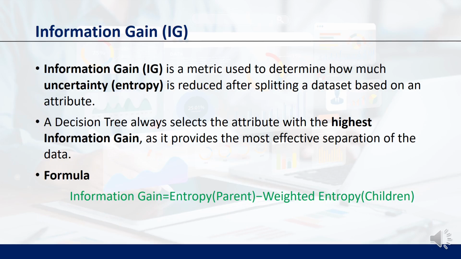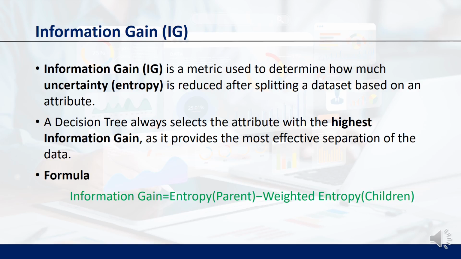Now we have learnt about entropy. The next question is, how do you use entropy to select the best attribute? The answer is information gain. Information gain measures how much uncertainty is reduced after splitting the data using an attribute. The formula is information gain equal to entropy of parent minus weighted entropy of children. This is a very important formula. Let us consider it conceptually.